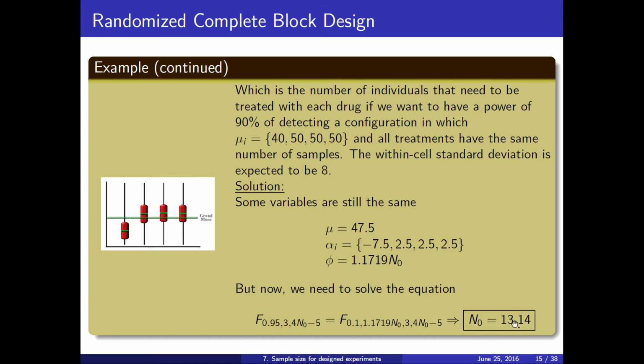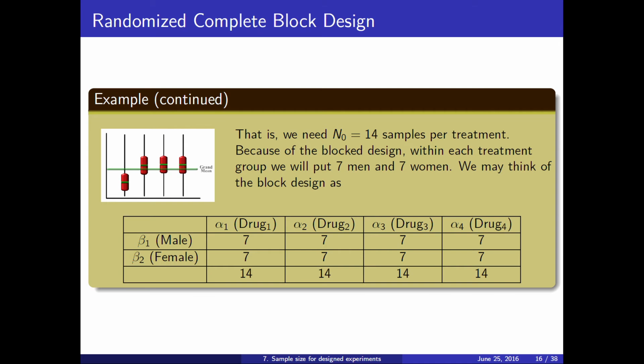So an important message here is that checking for differences in blocks is very, very cheap, because we will use very few parameters to describe those differences. So before we had 13.13, now it is 13.14, which is almost the same. Anyway, we will use 14 people per group, but now within the groups we will have 7 males, 7 females, and we have still the same power as before, or almost the same power as before.